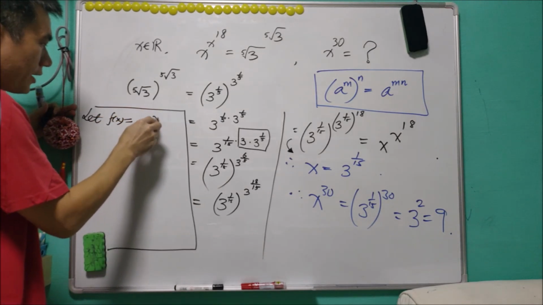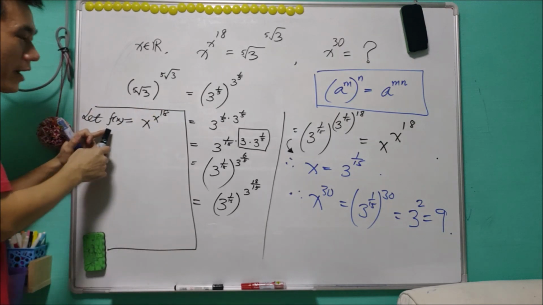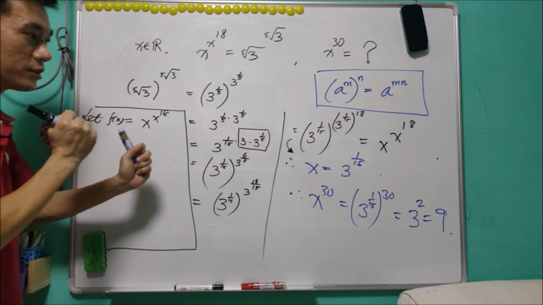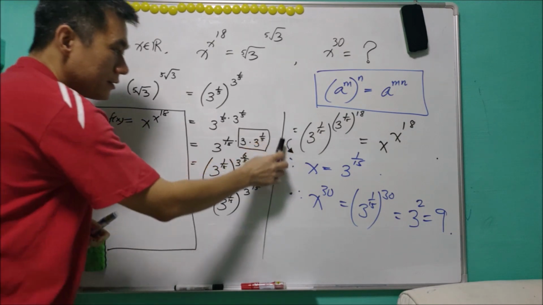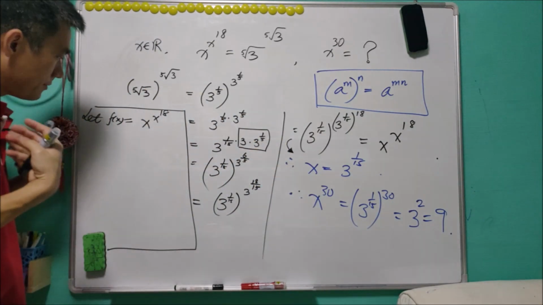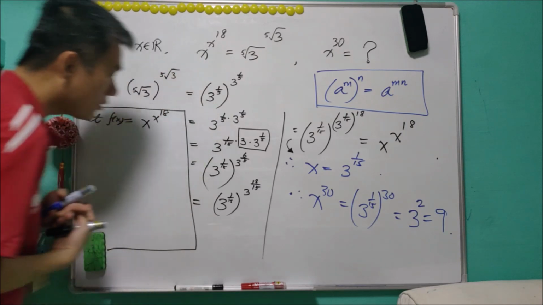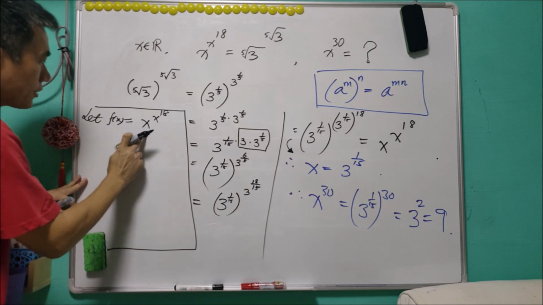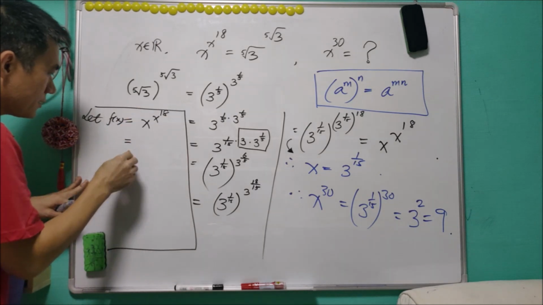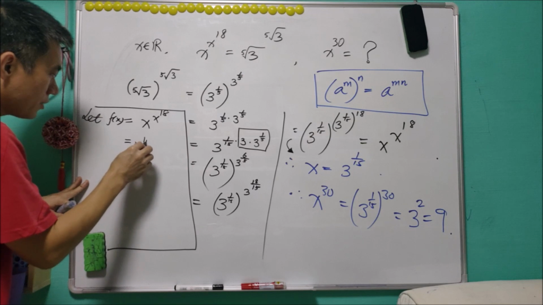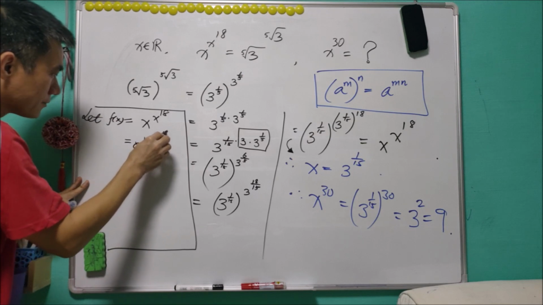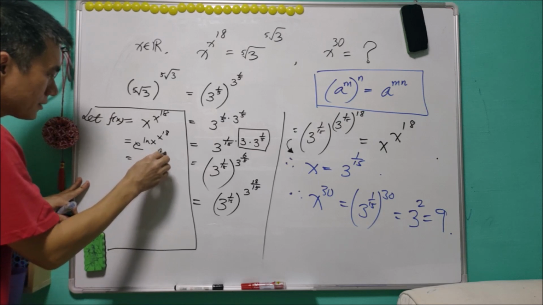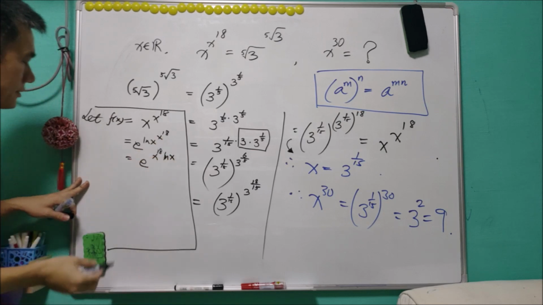If f(x) equals x to the power of 18 is always increasing, then it is a one-to-one function. If it's one-to-one, then this is always true. And in mathematics, to show that this is increasing or decreasing, we have to use calculus. So f(x) equals x to the power of 18. This is in fact equal to e to the power of log of x to the power of 18, and this is equal to e to the power of x to the power of 18 times log x.